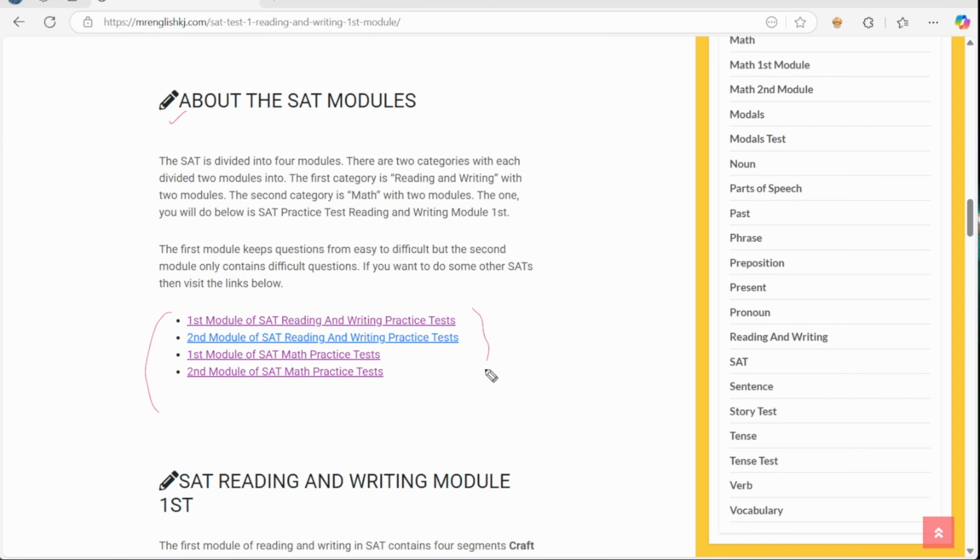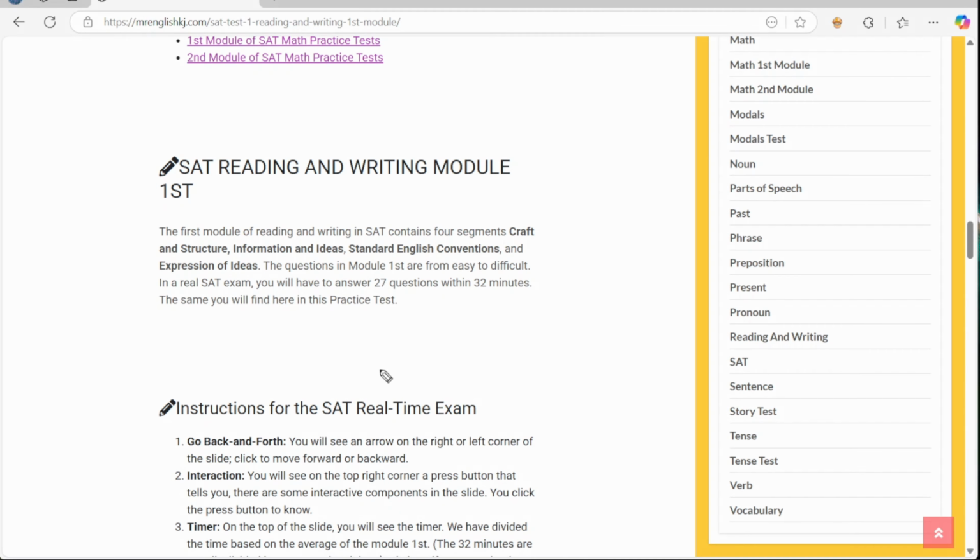When you click on these links, this one is the reading and writing practice test, module first, module second, module first of the math, module second of math. So when you click on it, you will find all the tests related to that module of math and reading and writing.